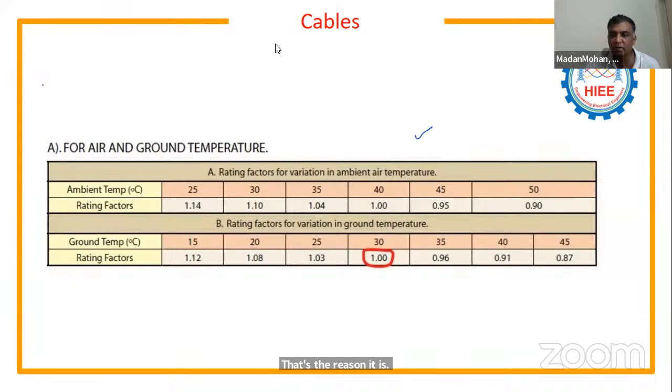Overhead transmission will not come under this. That is a different story. Overhead transmission is not cable sizing. For overhead transmission, we have to consider transmission line profiles and all. That's a different criteria.